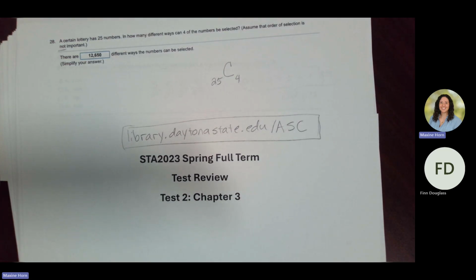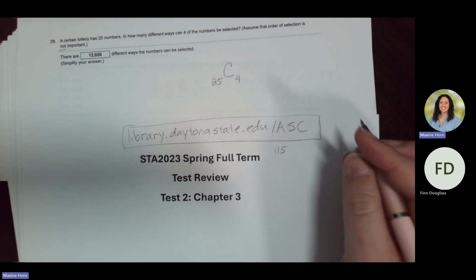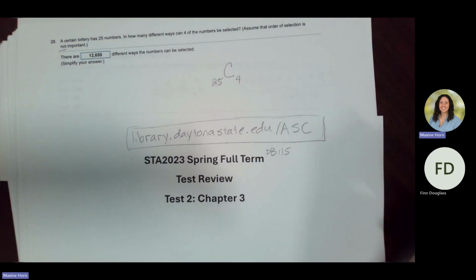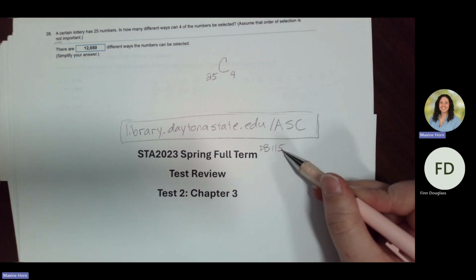But anyway, the important thing here is that if you go to this website, you can see the hours for every academic support center. We have one on every campus except for the ATC. So if you want to go in and get help in person, you can check the hours for the location that's closest to you. Don't forget that the ASC in building 115 at the Daytona campus, so DB 115, is the one located inside the library.